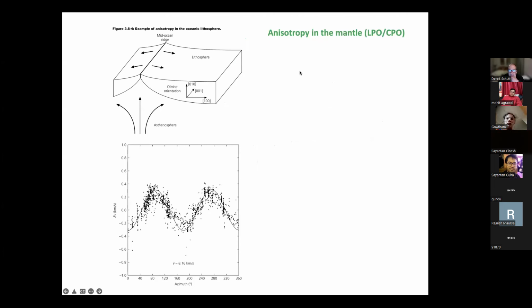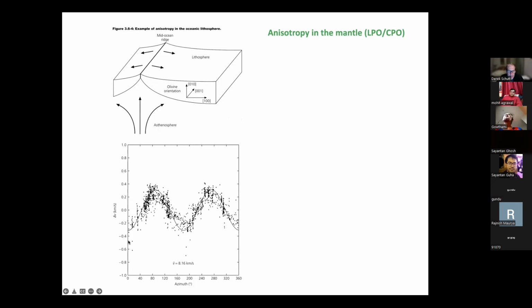Anisotropy in the mantle is predominantly lattice preferred orientation, which is also called crystallographic preferred orientation. And it's most dominantly caused by alignment of olivine grains. And so olivine in the mantle will tend to align in the direction of asthenospheric flow or maximum lithospheric strain.